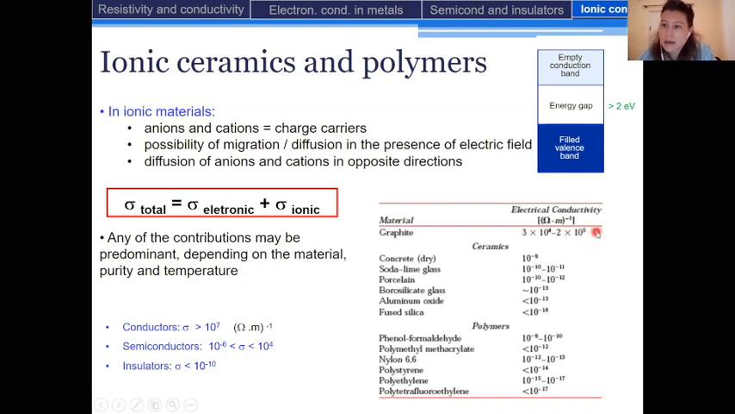So let's first have a very quick talk about graphite. Graphite is composed of carbons that are organized in layers. In these kinds of materials, we have free electrons that can move within these layers very easily, and that's why it gives rise to a rather high value of electrical conductivity. Whereas for ceramics and polymers, you can see that all these materials are insulators, which means they have electrical conductivity lower than 10 to the power minus 10 ohms meter inverse.